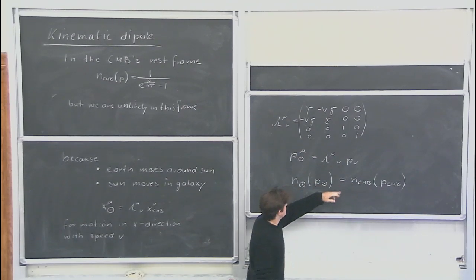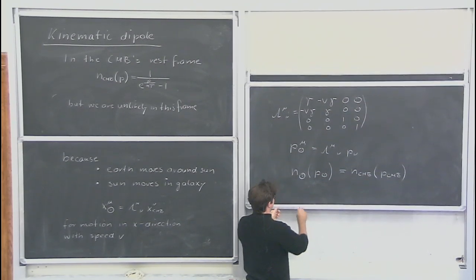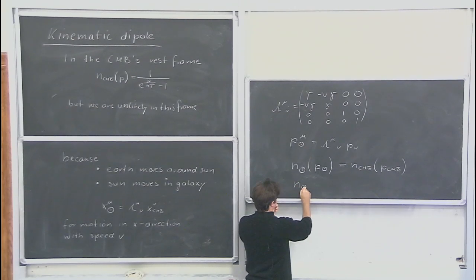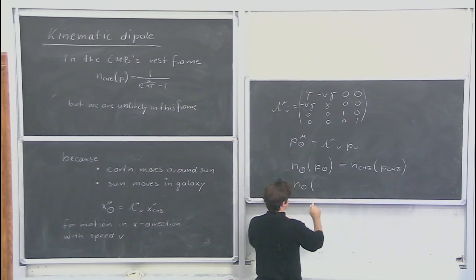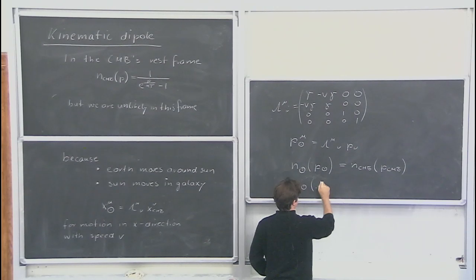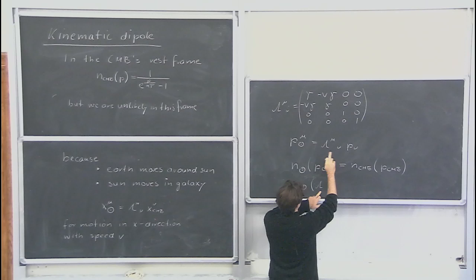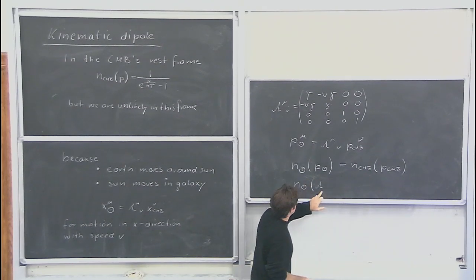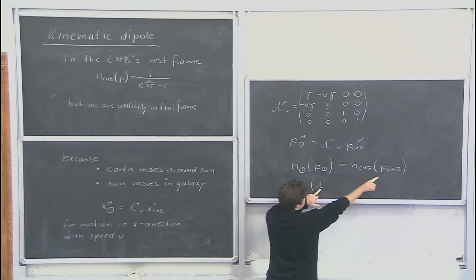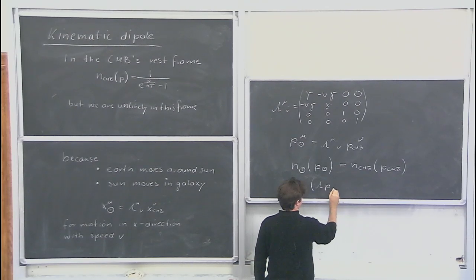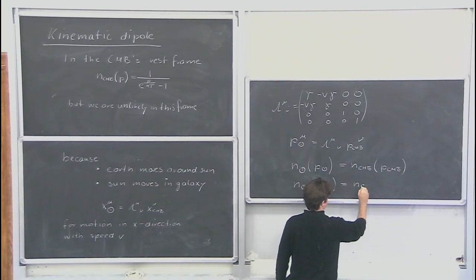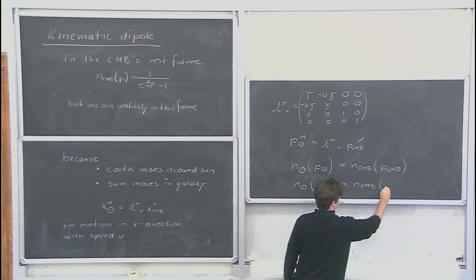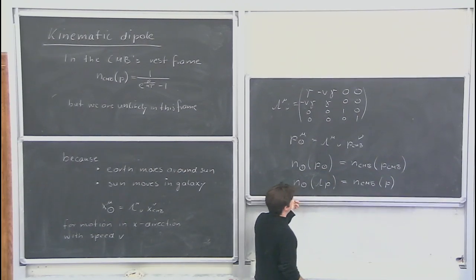And so since these are related by the Lorentz transformation, we also see that the occupation number in the solar system's frame is Λ^μ_ν times, well, here I should have put CMB, and put the ν up. And so here we have Λp in the CMB frame, which I can then drop the label. This is equal to the occupation number in the CMB frame evaluated at p.